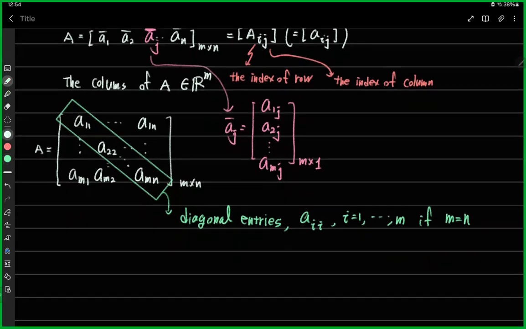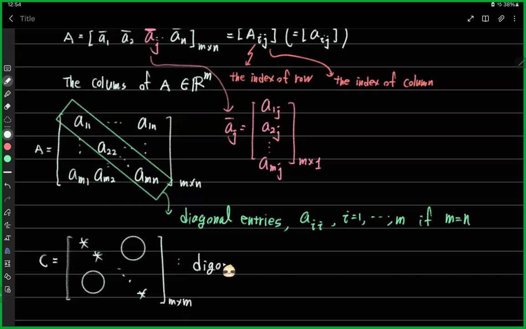A certain matrix, let's say C, for example, has all entries equal to 0 except for the diagonal entries, like this. This is called a diagonal matrix. Definitely, we assume that this is a square matrix.